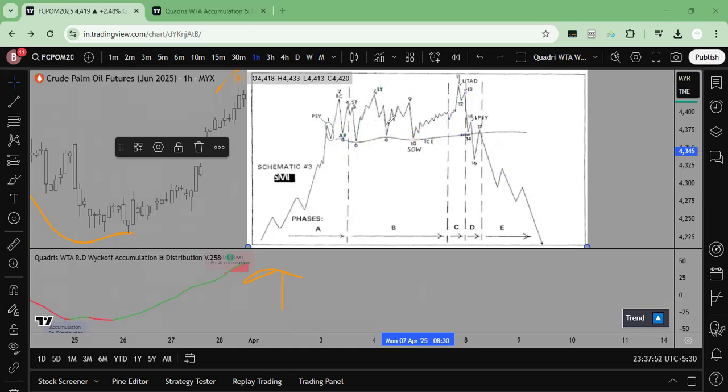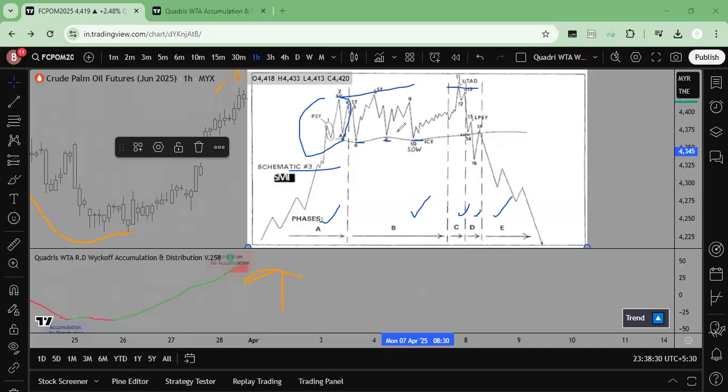So this is divided into phases A, B, C, D, and E. What is phase A? Phase A is where there is a buying climax, preliminary supply, and an automatic reaction. Once the automatic reaction is confirmed, whatever has happened over here is phase A. After that, whenever there is testing taking place, in distribution, we look for UTAD, upthrust after distribution.